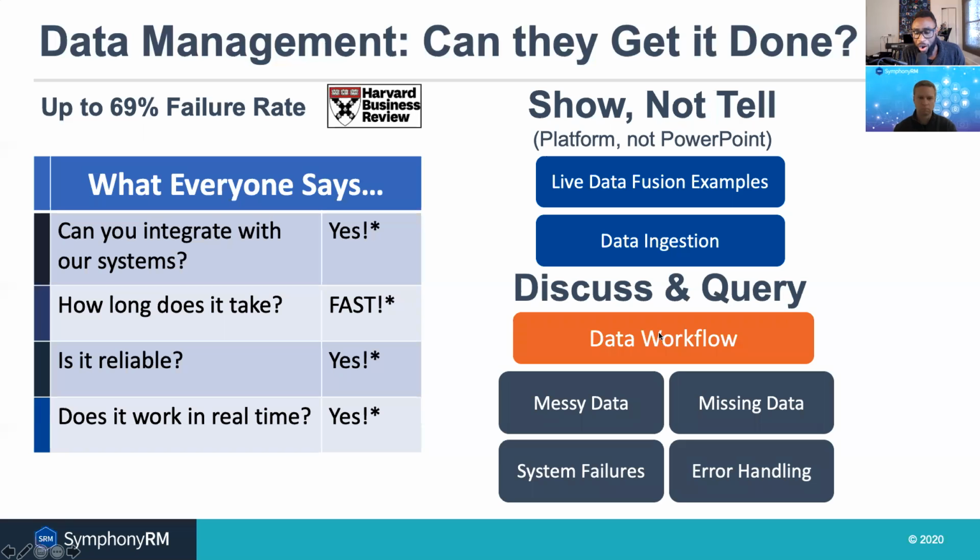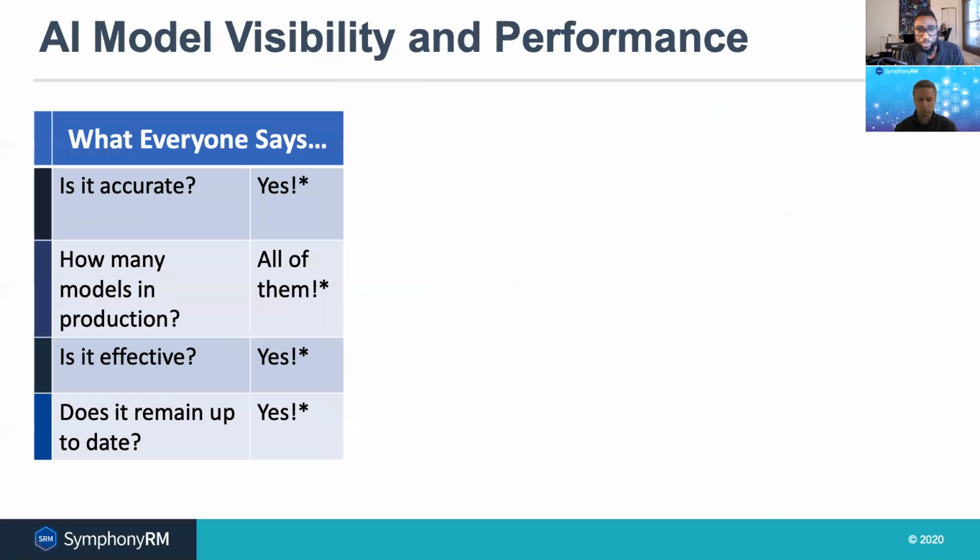Some other things are harder to show, so there does have to be some discovery and discussion around that. In our guide, we'll talk about the types of things to look out for when asking questions. A lot of these things are inevitable. So here's a picture of what an ideal data workflow might look like, and you have to ask questions around what happens in cases of messy data, missing data, system failures, and error handling. No system's perfect. And if you don't get a clear perspective on what happens in these inevitable situations, then the ramp up time might be much longer than is promised.